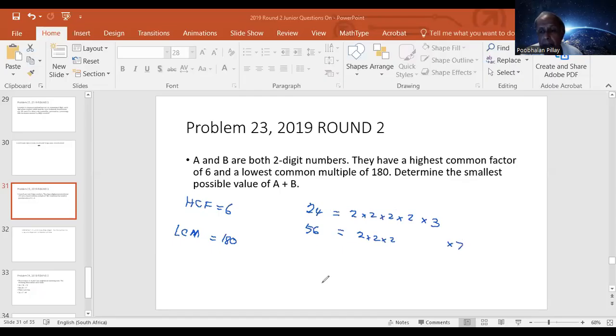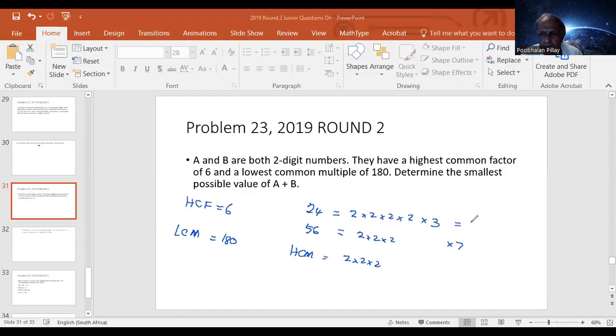I'll put the 7 far away. And then to work out the HCF, you found how many of these numbers repeated. So you got 3 2s here, 3 2s here. So you had 2 times 2 times 2. This is not repeated, that is not repeated, that is not repeated. So you actually are finding it's 2 cubed.